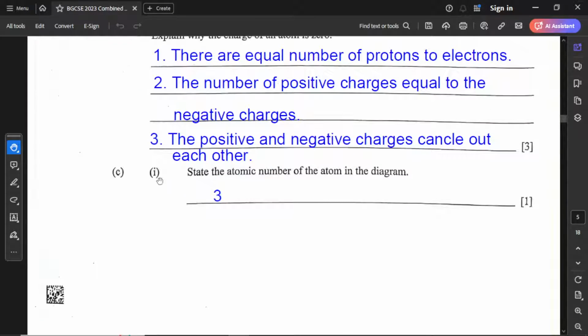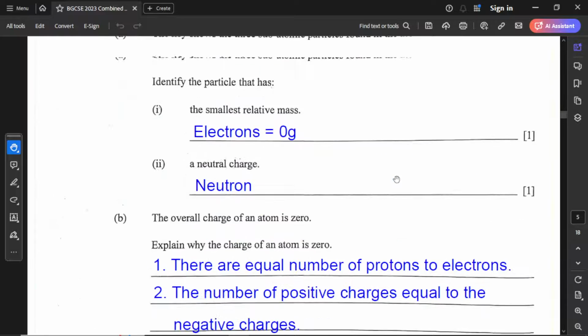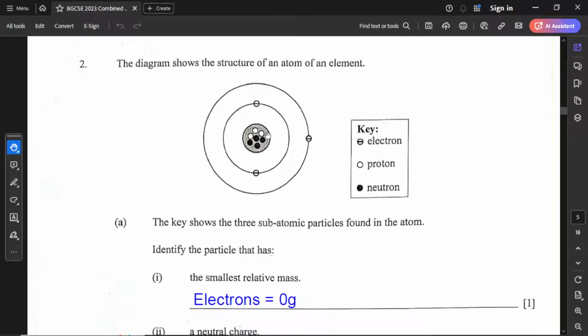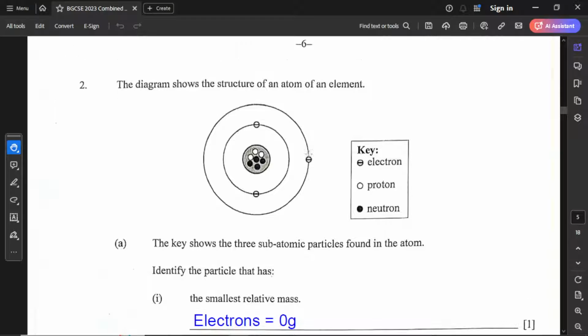All right, for part C1, it's to state the atomic number of the atom in the diagram, and the atomic number is 3. How do we know that? Because there are 3 protons. Because protons and electrons are equal, and protons is also equal to the atomic number. So atomic number, protons, and electrons are all equal.